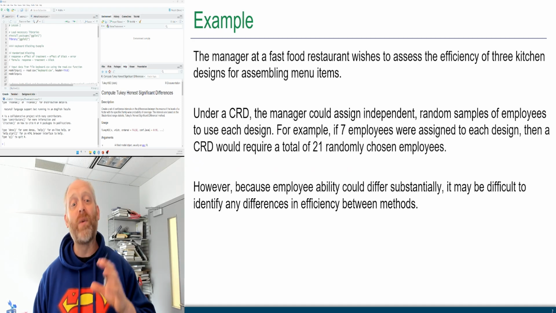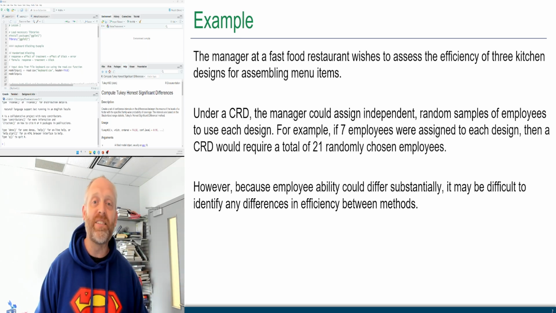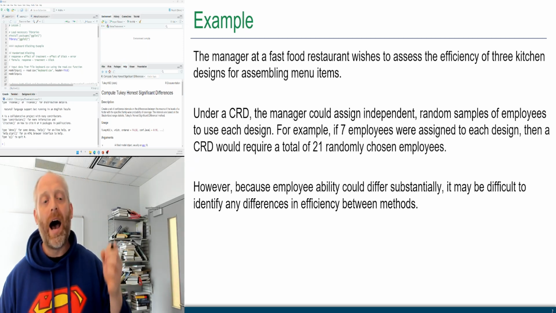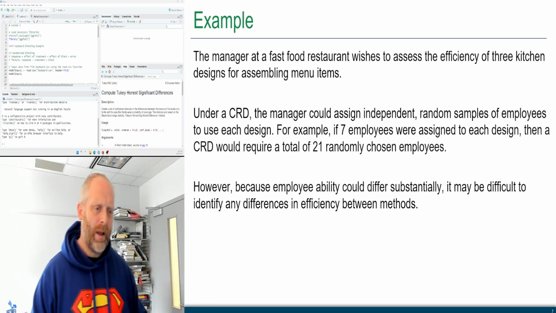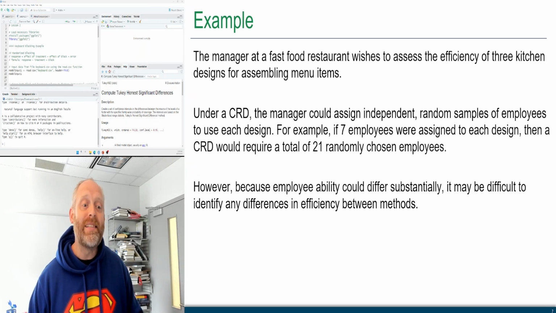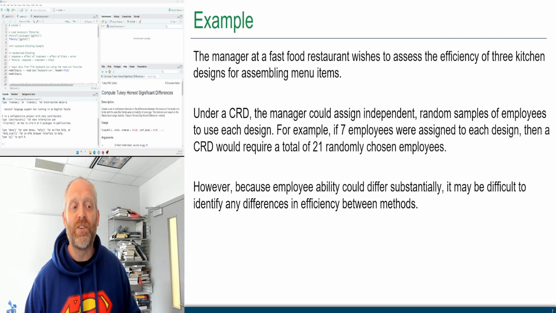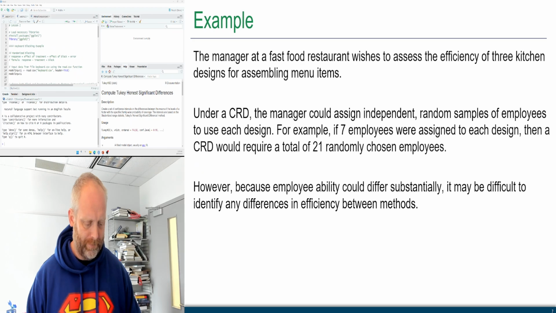And if that's the case, we have that ability within our group. Our total group is no longer homogeneous. They all don't have that same ability. And that inherent bias is now inside of the experiment. So just as a note here, however, because employee ability could differ substantially, it may be difficult to identify any differences in efficiency between methods, or in this case, between the kitchen designs.